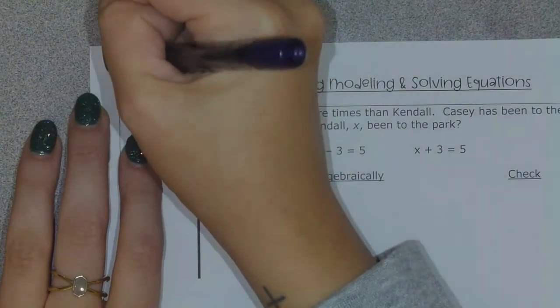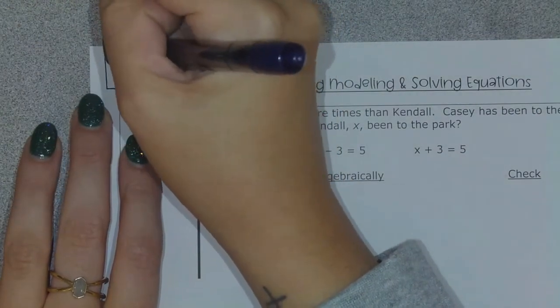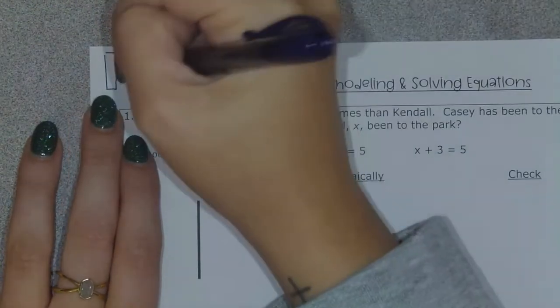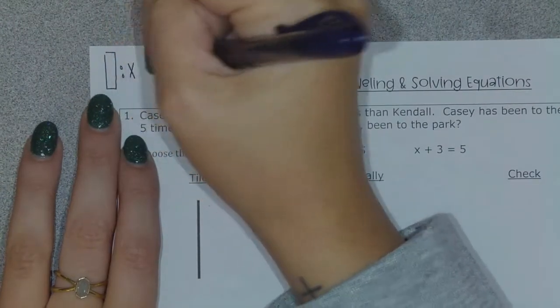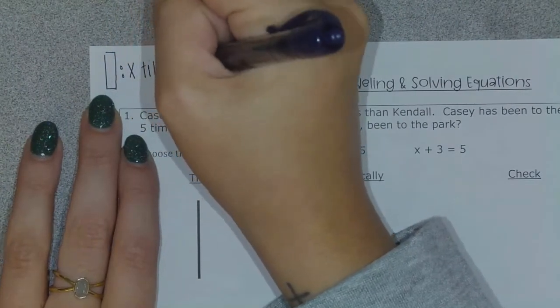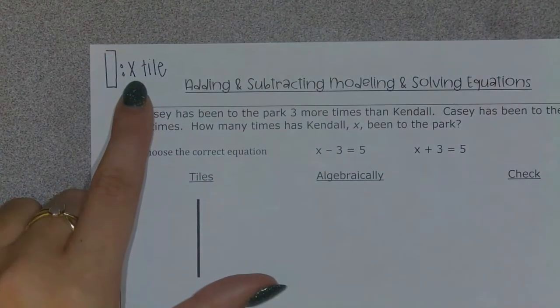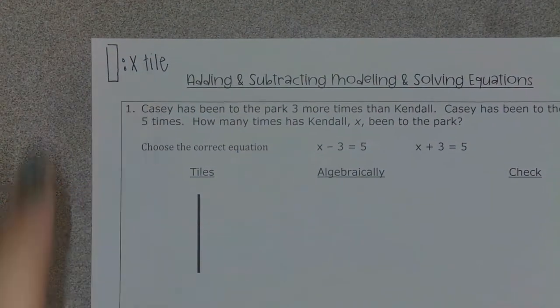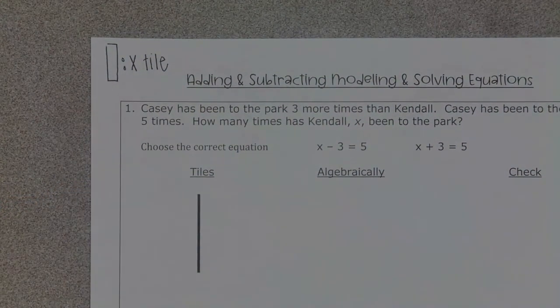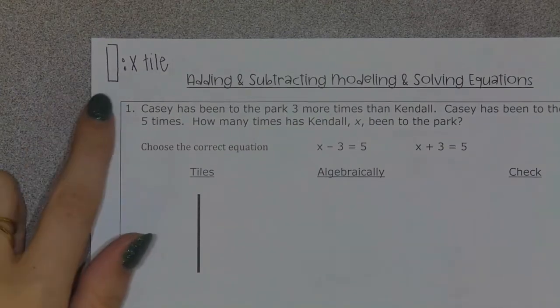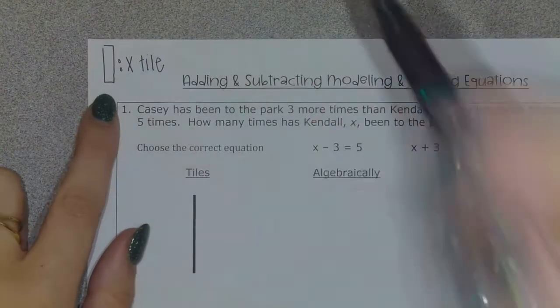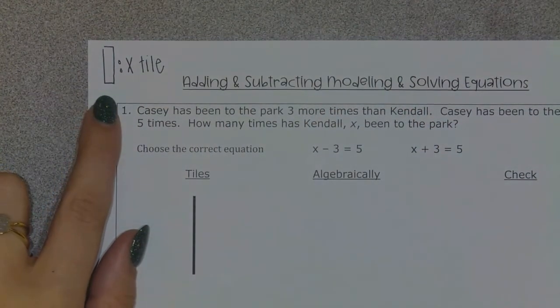The first one is when we draw a big, long, unshaded rectangle. This represents an X tile. Remember, X is one of the most common variables. What we're doing today is solving for X. So whenever we see X in a problem, if I ask you to draw tiles, to draw an X, you are just going to draw, again, a big unshaded rectangle.